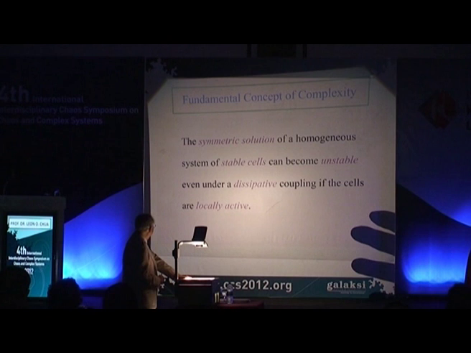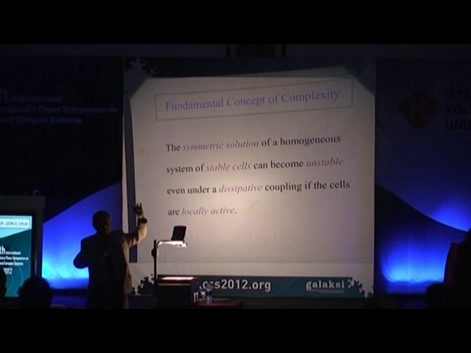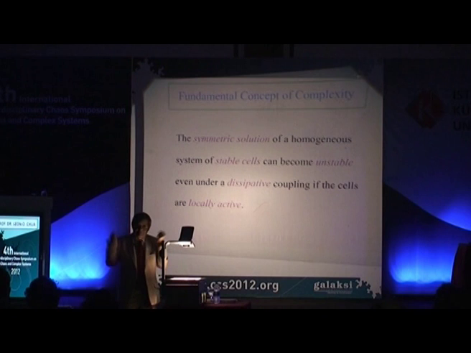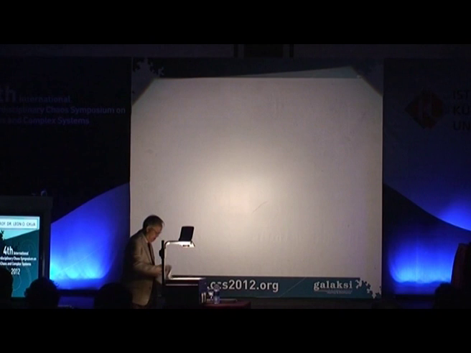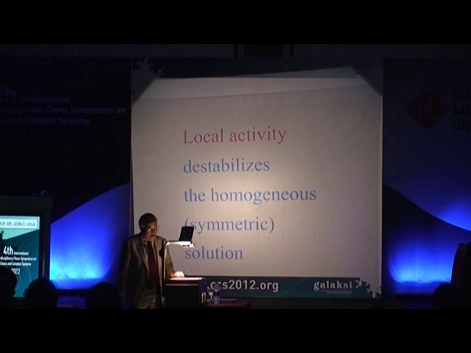Now remember, this is completely non-trivial, because the cells are stable, like the first circuit. You have absolutely no reason to doubt that it is any different from any other cell, and yet, after putting in dissipation, it suddenly becomes unstable. This is the concept of the edge of chaos. It is a central concept of complexity for those of you who want to understand complexity. Local activity destabilizes the homogeneous part.